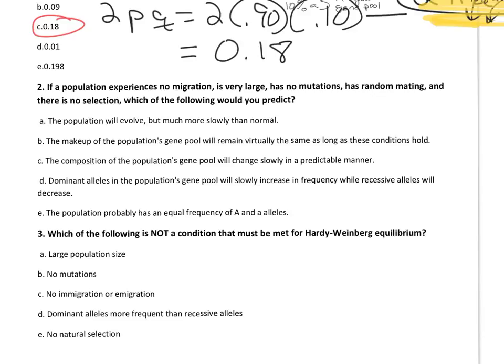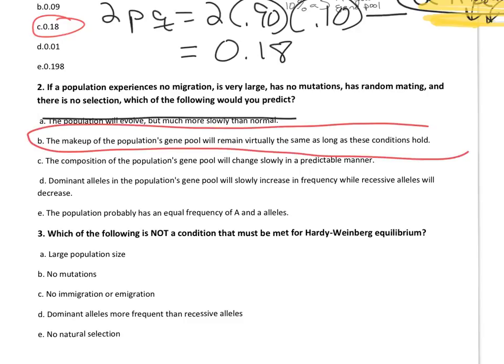Let's see if any of these match that. Population will evolve, but much slower than normal. No, right? So we can just check that one off. The next one says, now why is that one wrong? Because we just said this is no evolution. When these are all true, there's no evolution. The makeup, that's Hardy-Weinberg, that's right. The makeup of the population's gene pool will remain virtually the same as long as these conditions hold. Yes. That's it. There's your answer.